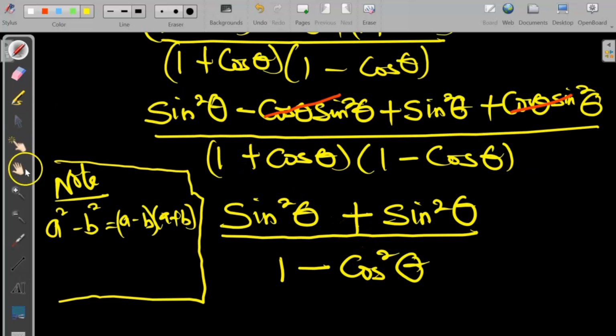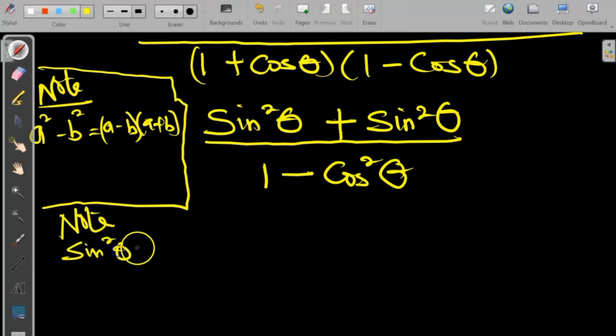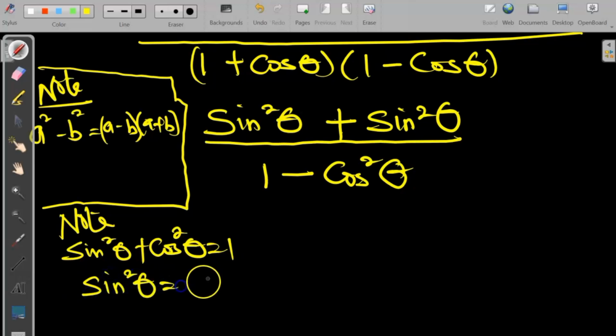Now, there's something else you need to note. Note sin squared theta plus cos squared theta is equal to 1. If I make sin squared theta the subject of my formula, sin squared theta will be 1 minus cos squared theta.